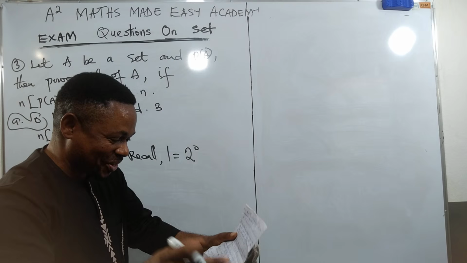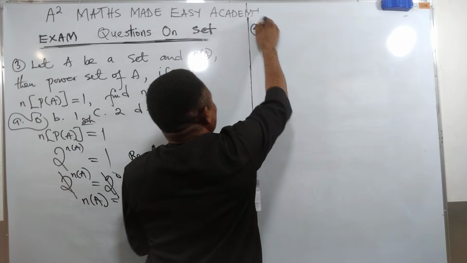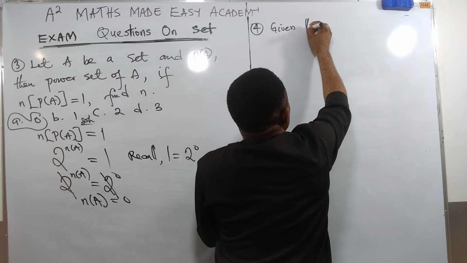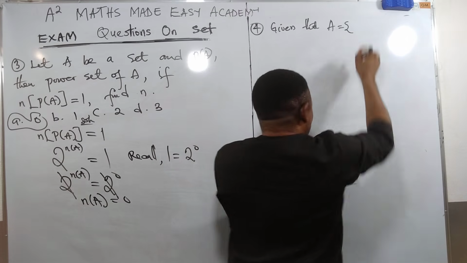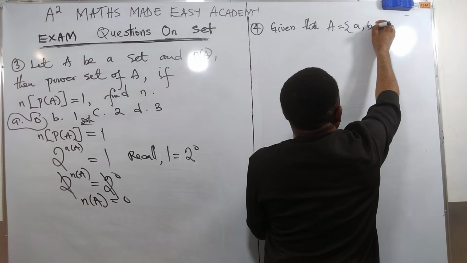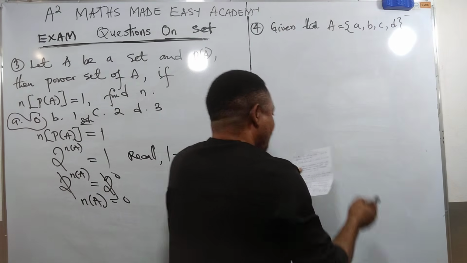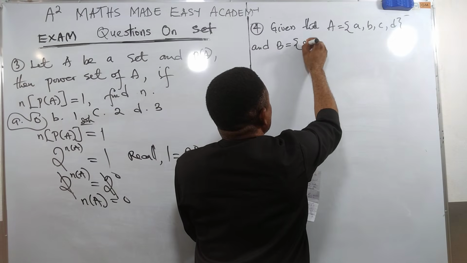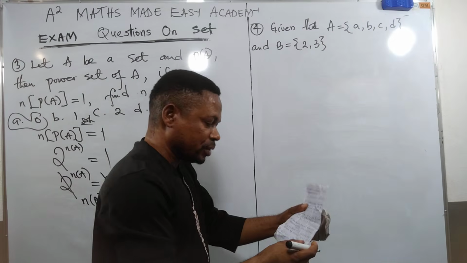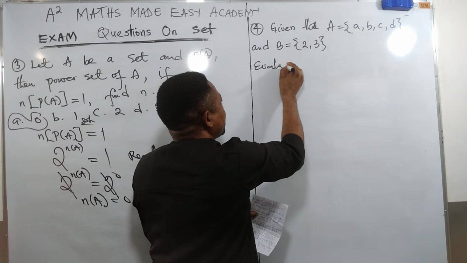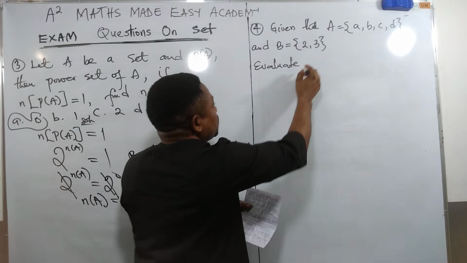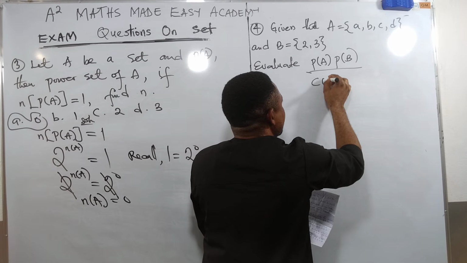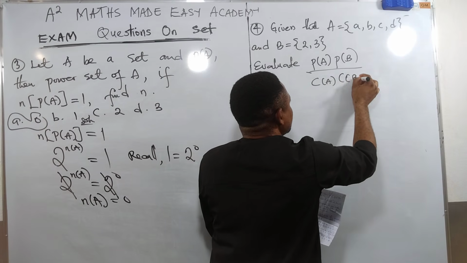Now let's take a look at question number 4. Given that set A has the members A, B, C, D, and set B is given as 2, 3. The question says we should evaluate P(A) times P(B) all over C(A) times C(B).